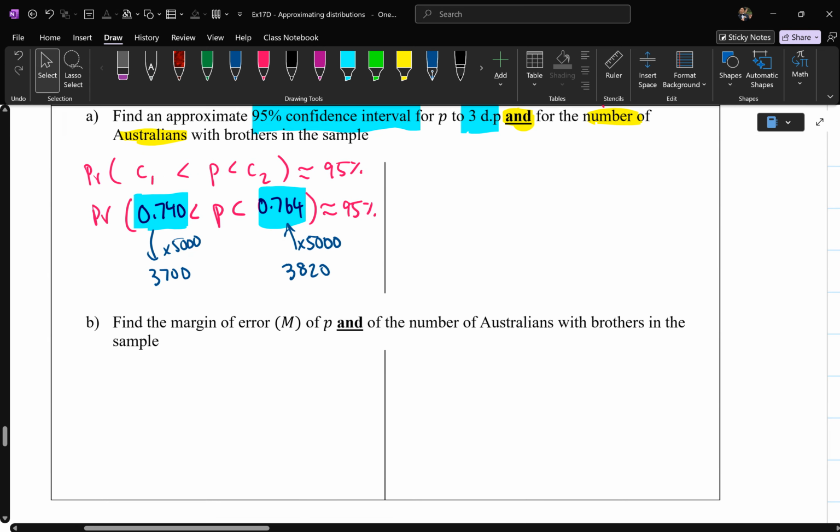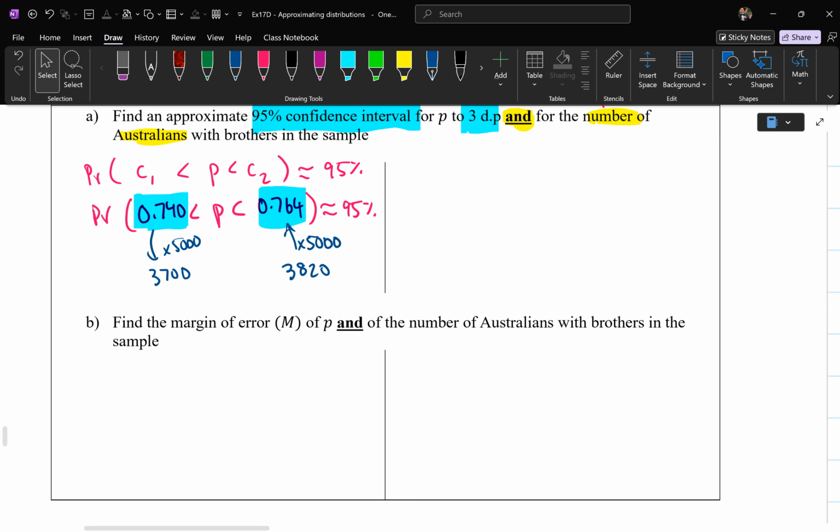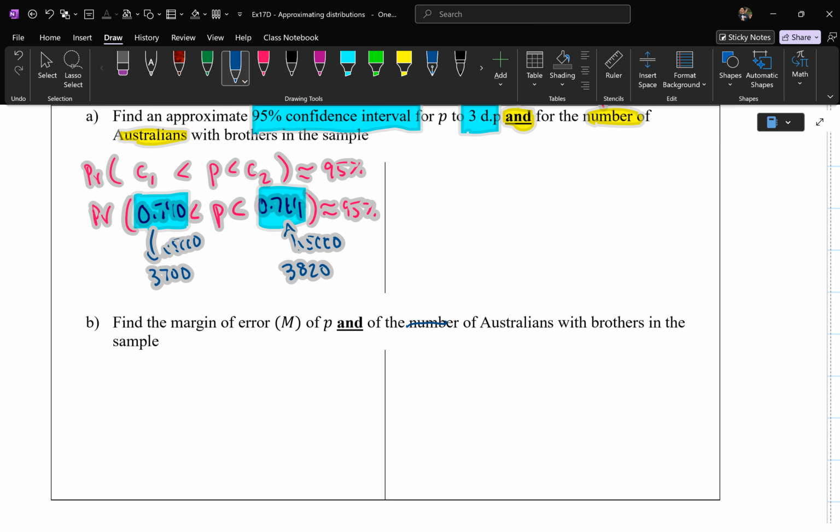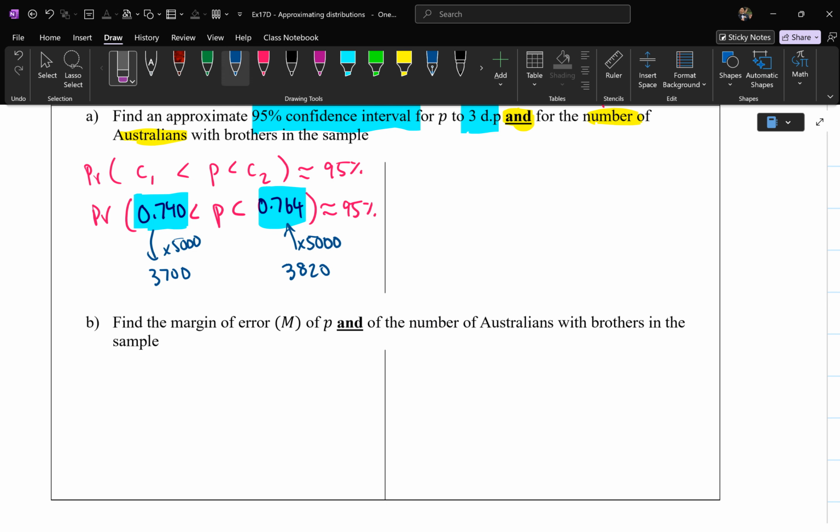Margin of error. Now, you've already done it. You found it from that table. Find the margin of error of P and then the number of Australians with brothers in the sample. So, margin of error we've got over here. What's that? Margin of error is equal to 0.1, not 0.01, sorry.